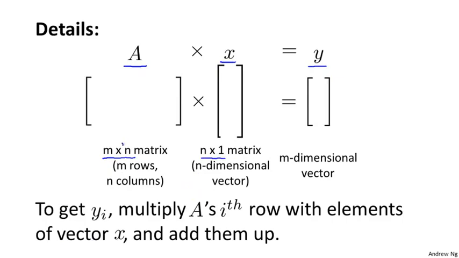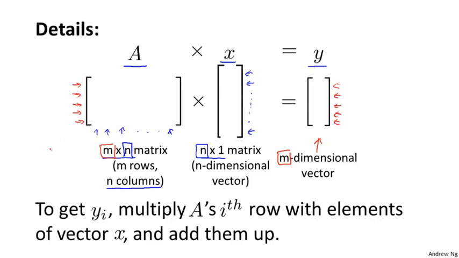It turns out this n here has to match this n here. In other words, the number of columns in this matrix, there are going to be n columns, has to match the number of rows here. It has to match the dimension of this vector. And the result of this product is going to be an m-dimensional vector y. In other words, the number of rows in y, m, is going to be equal to the number of rows in this matrix A.